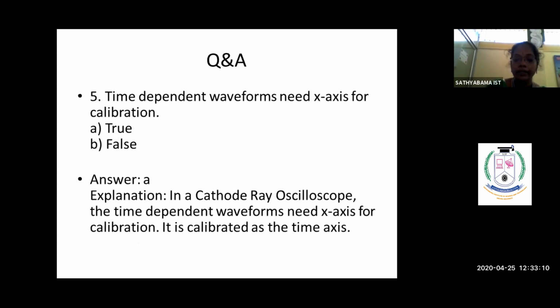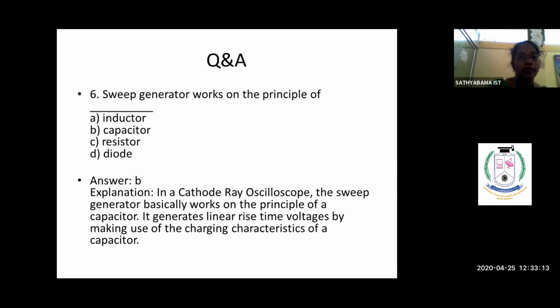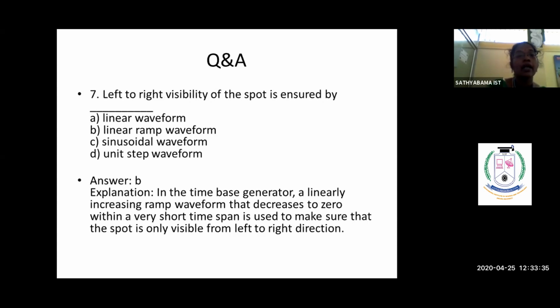Then the sweep generator works on the principle of what? Whether it works on inductor, capacitor, resistor, or diode, it's a capacitor, because the charging and discharging of your capacitor will reflect your sweep waveform or a sawtooth waveform. So it generates a linear rise time voltage by making use of the charging characteristic of your capacitor. Then left to right visibility is ensured by what? Linear waveform, linear ramp waveform, sinusoidal waveform, or unit step waveform. So it's a linear ramp waveform.